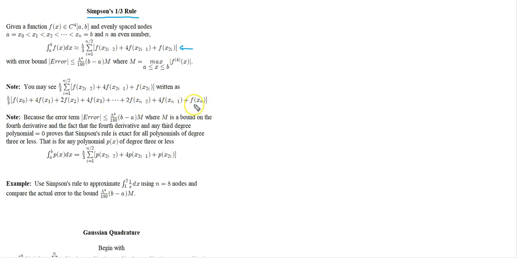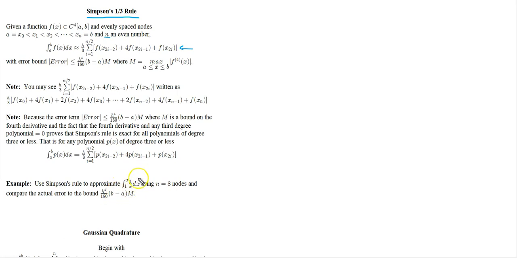And because of this pattern, the n up here must be an even number. If it's not an even number, then perhaps you could use Simpson's rule on the nodes from x0 to xn minus 1, and then use the trapezoidal rule from xn minus 1 to xn. There are ways around that, but when we're applying Simpson's rule, we're going to assume that the n is even. So let's take a look at this example down here.